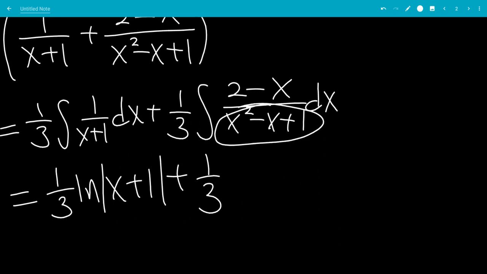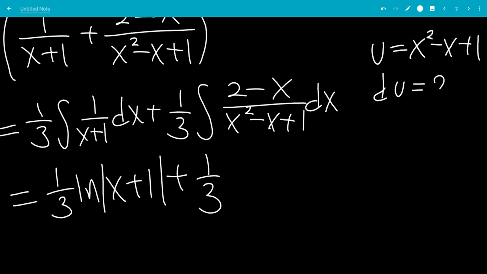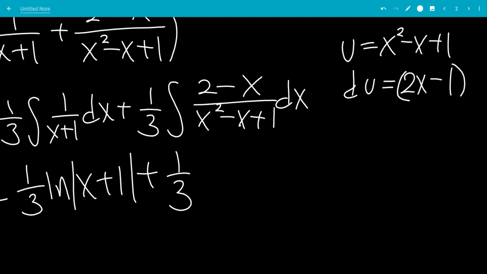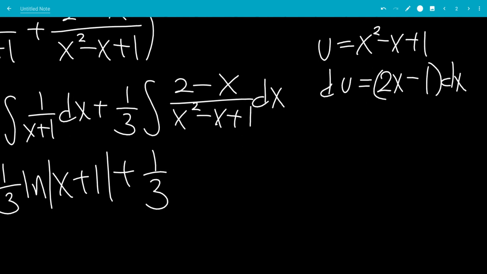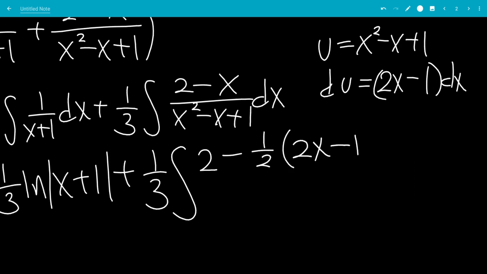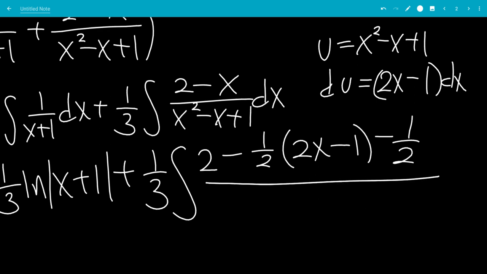If we just do a u sub on the denominator, we'll get u equals x squared minus x plus 1, du is 2x minus 1 dx. Okay, so how are we going to get 2x minus 1? We can write this as 2 minus 1/2 times 2x minus 1. So this will be the u sub that will work. But the extra term we have, this is minus x right here, then we have minus 1/2 times 2x minus 1, so that's plus 1/2 extra, so we have to subtract 1/2 to leave it all the same.